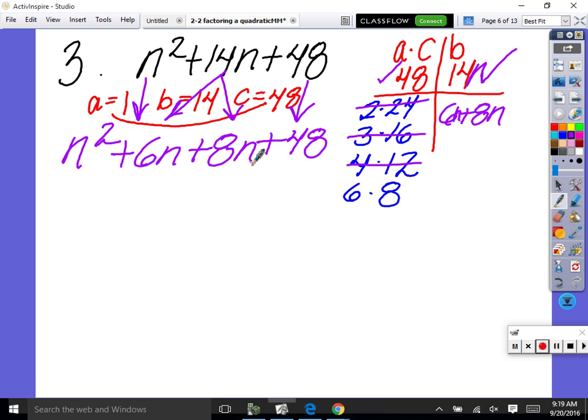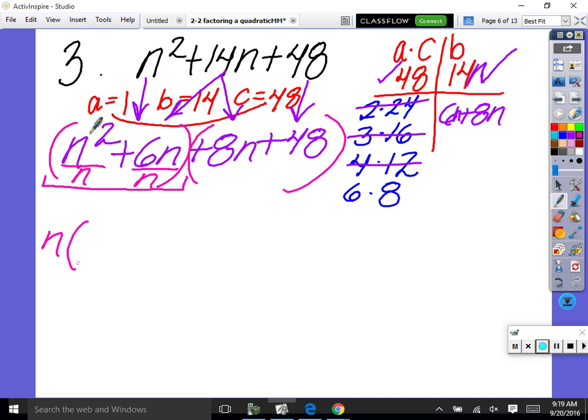Now we group the first 2 terms, and we group the last 2 terms, including the sign. And now we'll factor out the greatest thing in common in each group. In this group, what's in common? We're factoring out an n. So we'll write our n, then we'll divide each term by n. So left here is n, right? n squared over n. And then plus 6n over n is plus 6.